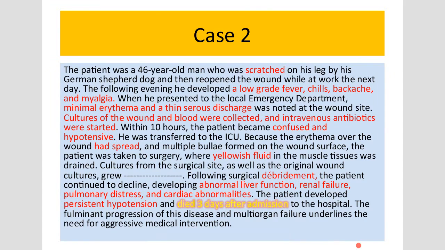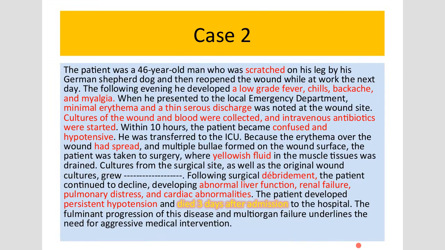And then he doesn't notice that, he doesn't care, goes to work, and the next day he has a low-grade fever, chills, backache, and myalgia. So he goes to the local emergency department, and you see the kind of minimal erythema I showed you in the first line, very small redness. But it is oozing. We call it oozing, thin serous discharge. And they do a culture of that, and they have to start intravenous antibiotics.